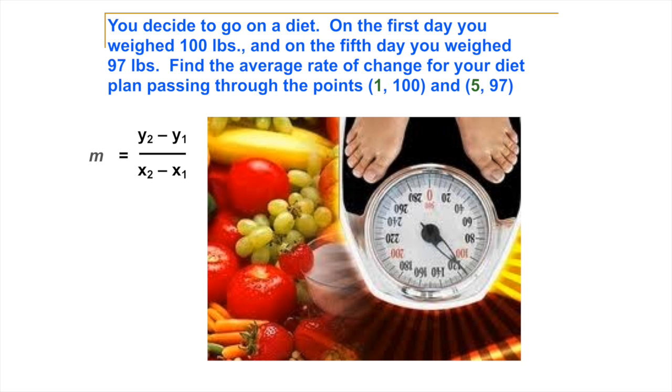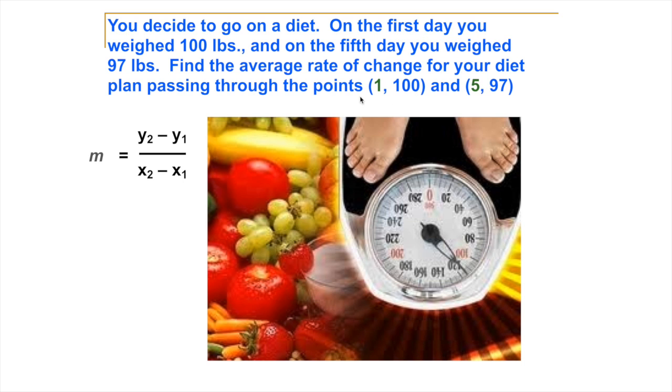Okay, now we're going to do a real life one. So you're going on a diet. You weigh 100 pounds. On the 5th day, you weigh 97. So we want to find the average rate of change, and here are your 2 points here. Notice how I obtained these 2 points. On many of the problems that you'll get on your homework, I won't give you the 2 points, but this is the first one, so I do give you the points.